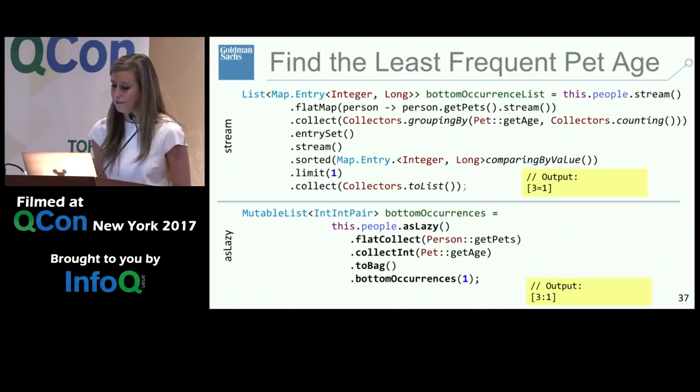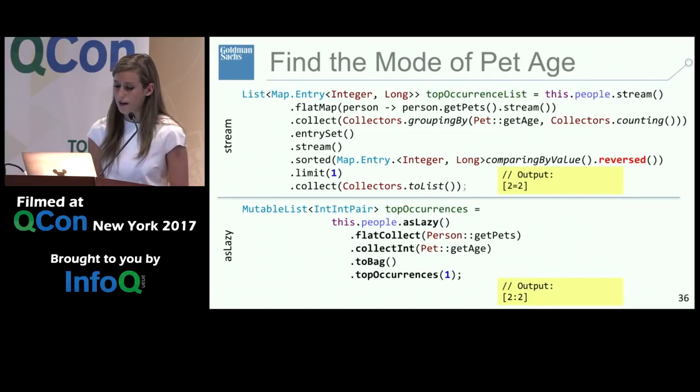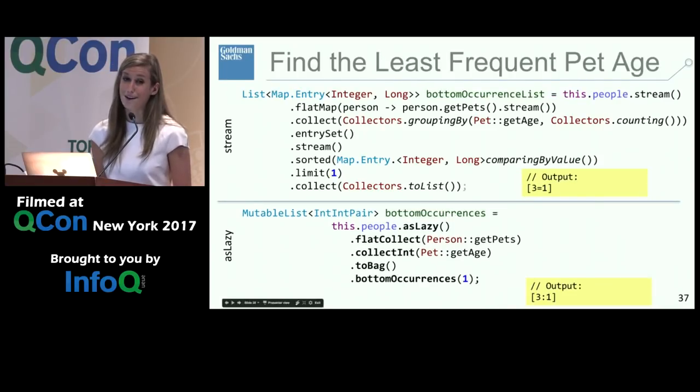So in this example, we're just getting the bottom ones. We don't have to reverse them, but same idea, 3 occurred once. Whereas when we called topOccurrences here, the only difference is now we're calling bottomOccurrences. So we get 3 occurring once.